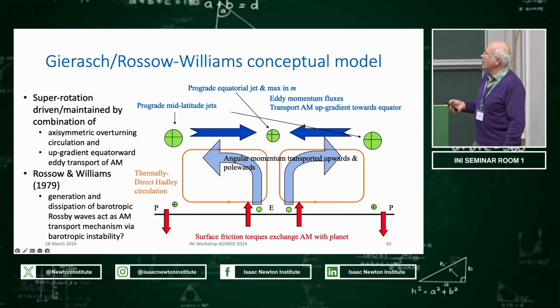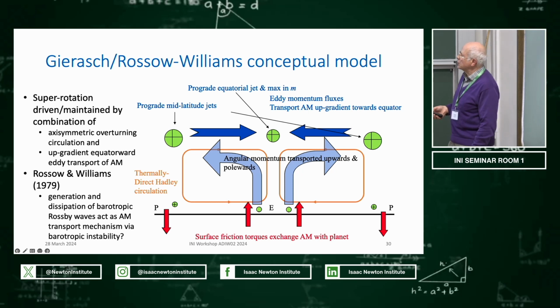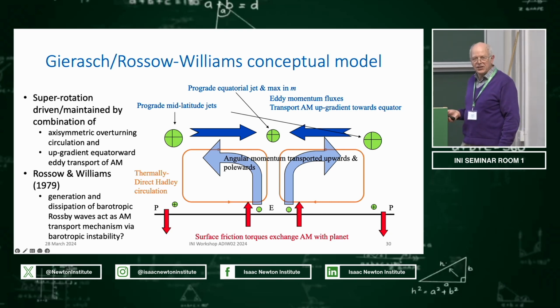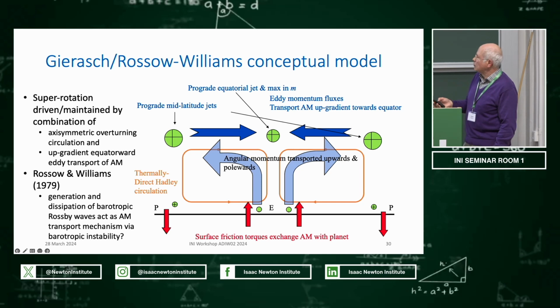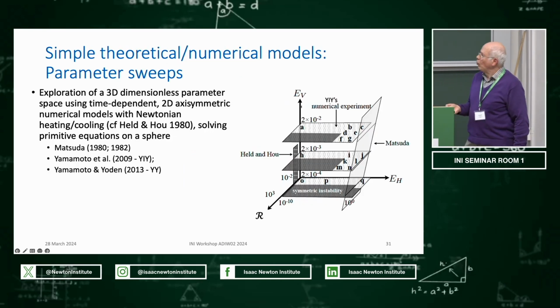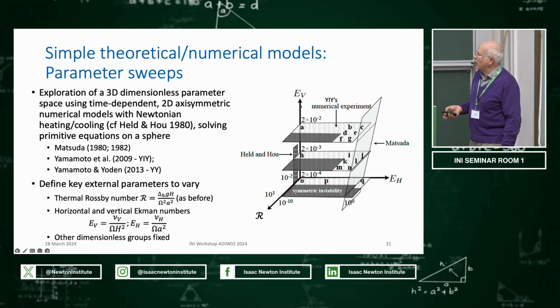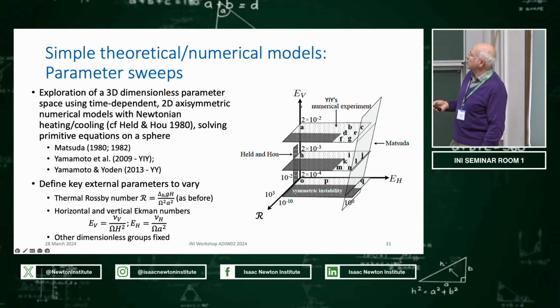And this was then extended by Hide and Williams in the late 1970s, when they showed with some numerical simulations that in fact barotropic instability would generate eddies that mix vorticity, and vorticity mixing eddies have a similar sort of property, at least qualitatively, to a molecular viscosity type of process. So this was then explored numerically with an extension of the Held-Hou simple axisymmetric model on a sphere, in which they allowed for both horizontal and vertical viscosity, characterized by vertical and horizontal Ekman numbers, as well as this thermal Rossby number parameter. So they explored essentially a three-dimensional parameter space.